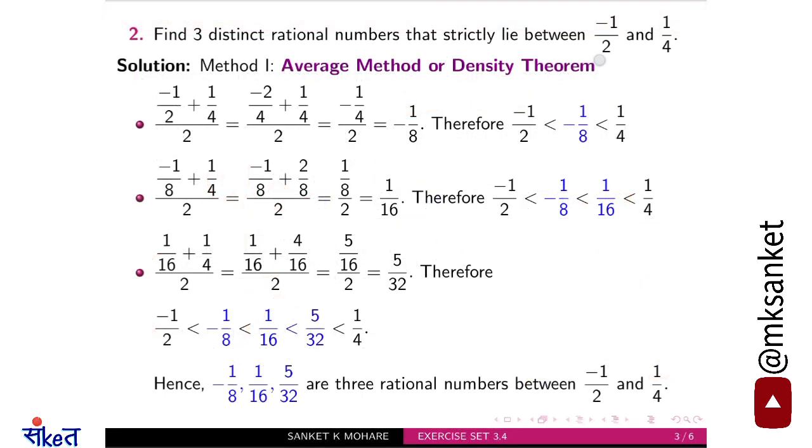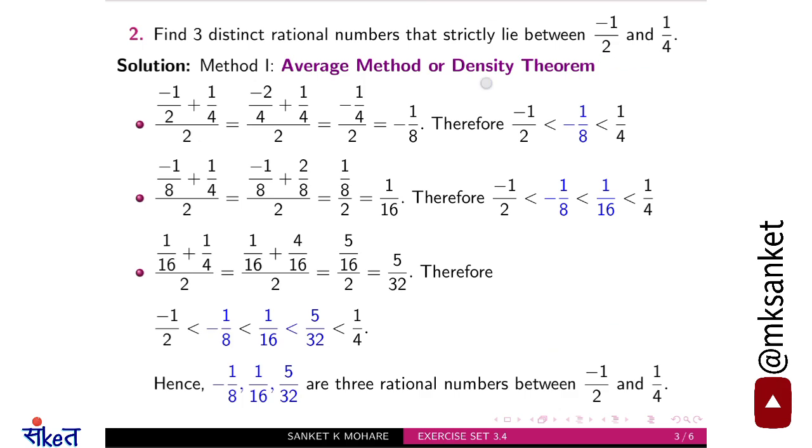Next, question number 2. Find three distinct rational numbers that strictly lie between negative 1 by 2 and 1 by 4. We have to find three distinct rational numbers between these two rational numbers. We have discussed the density theorem, that for any two distinct rational numbers a and b, there always exists a number (a plus b) by 2. This method, the density theorem, is also known as the average method.